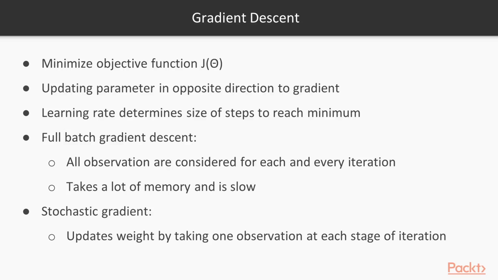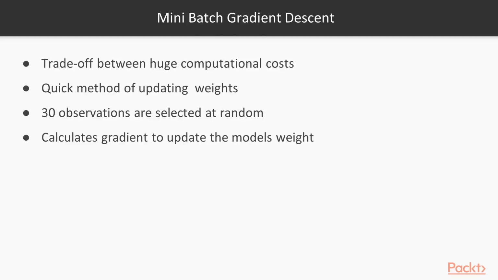Stochastic gradient descent method updates weights by taking one observation at each stage of iteration. This method provides the quickest way of traversing weights. Mini-batch gradient descent is a trade-off between huge computational costs and a quick method of updating weights. In this method, about 30 observations will be selected at random and gradients calculated to update the model weights.